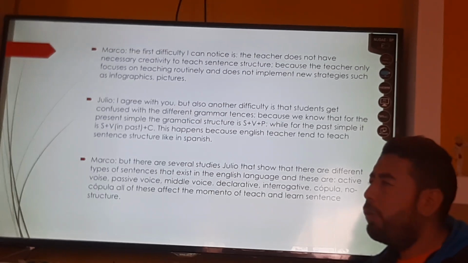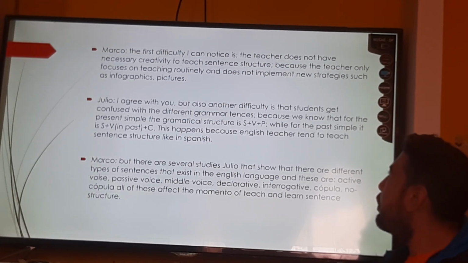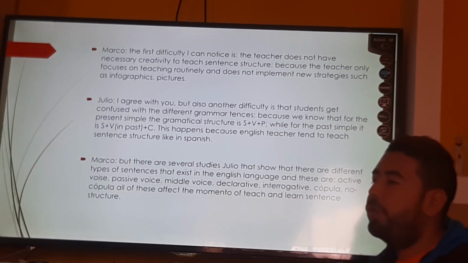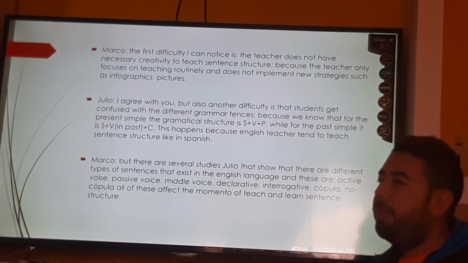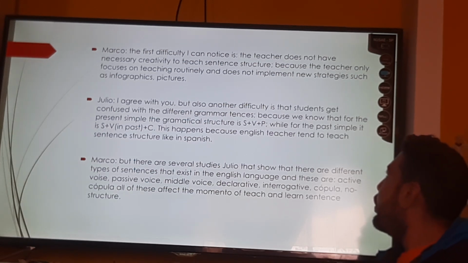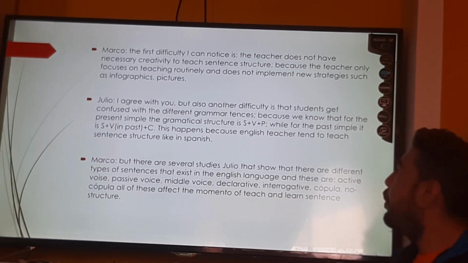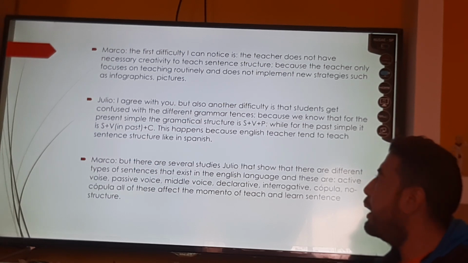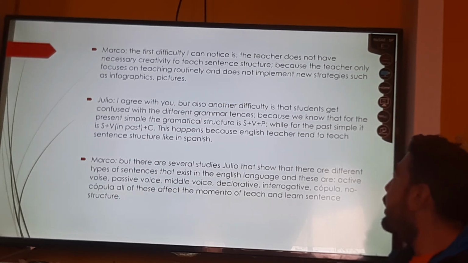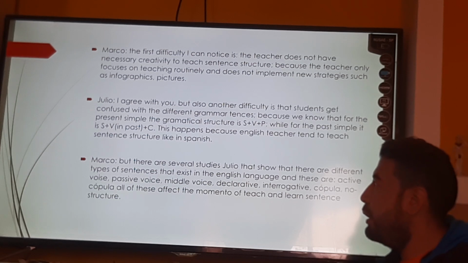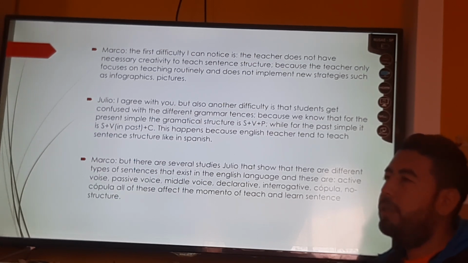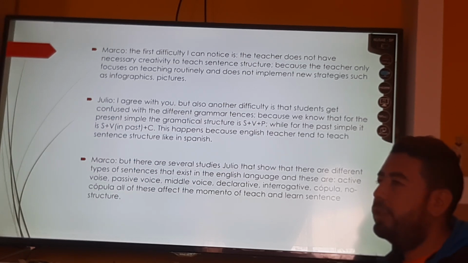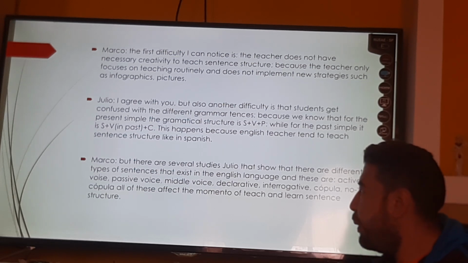Julio: I agree with you, but another difficulty is that the student gets confused with the different grammar sentences, because we know that for the present simple the grammatical structure is subject plus verb plus complement, while for the past simple it is subject plus verb in past plus complement. This happens because English teachers tend to teach sentence structure like in Spanish.